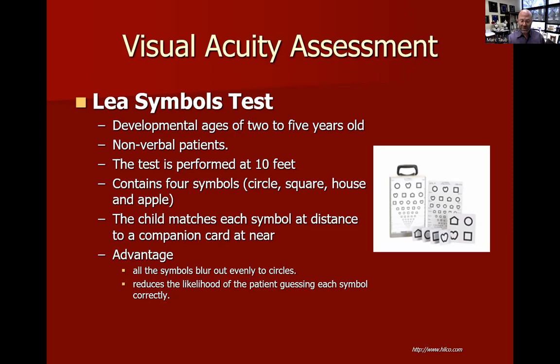The cool thing about this is that when you're getting to that visual acuity level, all of them blur to look like circles. So if the patient calls out circle, circle, square, circle, then you're hitting that level at which acuity is starting to fade.